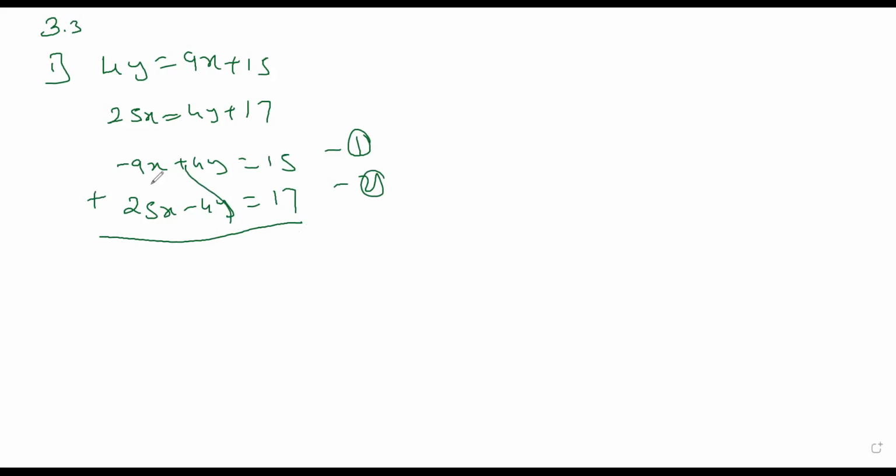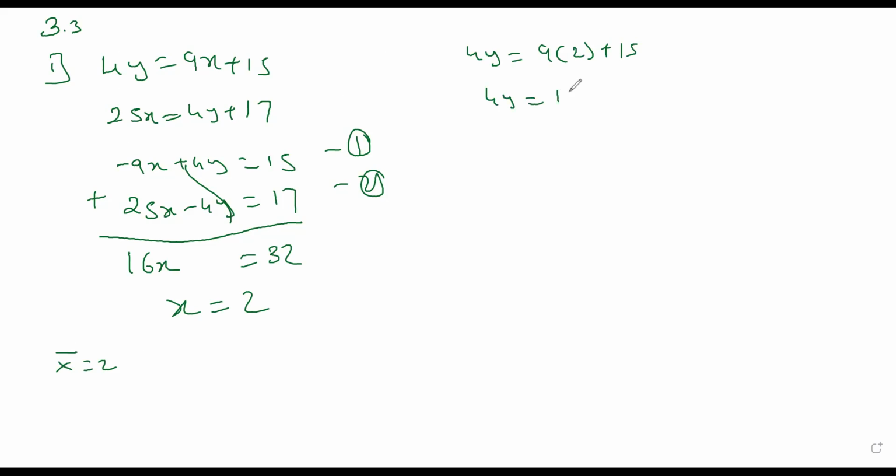So the y terms will get cancelled. 25x minus 9x will become 16x, that is equal to 32. X is equal to 2. Actually, if x is 2, then bar X is 2. Now I'll put this value in any one of the equations. So 4y = 9 into 2 + 15, 4y = 18 + 15, 4y = 33. Y is 33 by 4, so y will become 8.25. So bar y is 8.25.